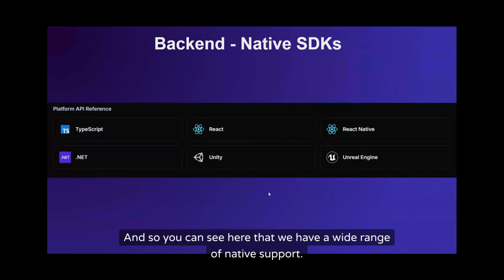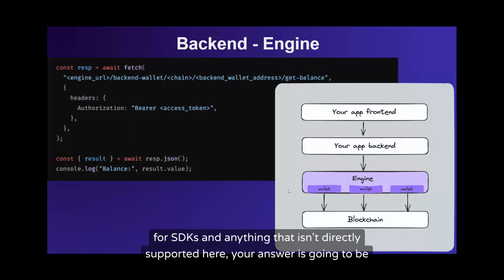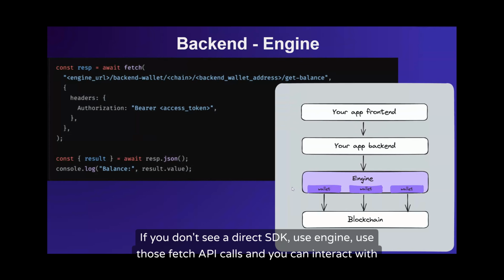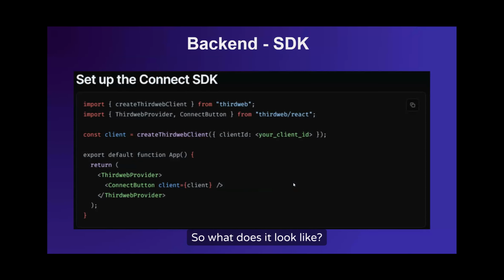And so you can see here that we have a wide range of native support for SDKs, and anything that isn't directly supported here, your answer is going to be Engine. If you don't see a direct SDK, use Engine, use those fetch API calls, and you can interact with the blockchain at a very, very high level. So what does it look like to set this stuff up?